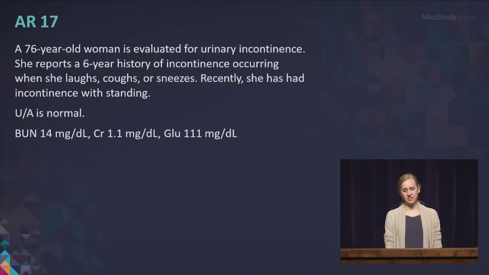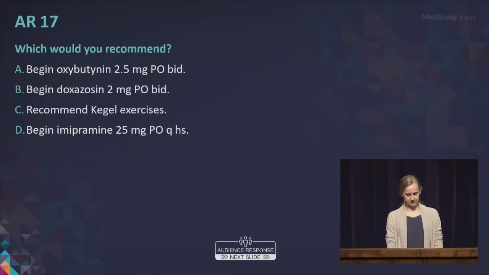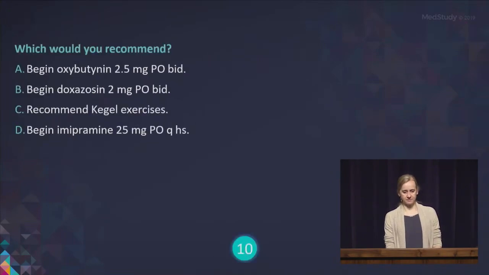A 76-year-old woman is evaluated for urinary incontinence. She reports a 6-year history of incontinence occurring when she laughs, coughs, or sneezes. Recently, she has had incontinence with standing. Her urinalysis is normal. Her BUN is 14, creatinine 1.1, and glucose 111. What would you recommend?